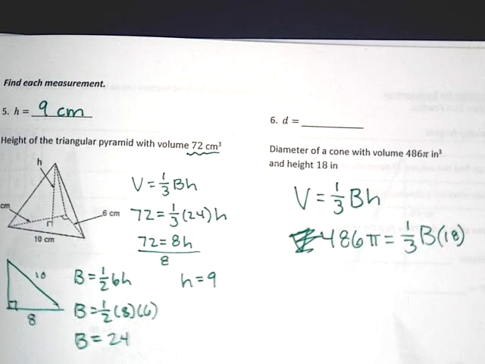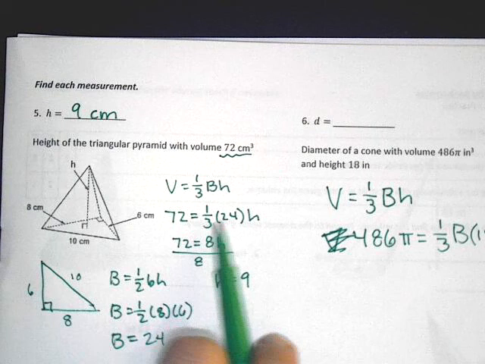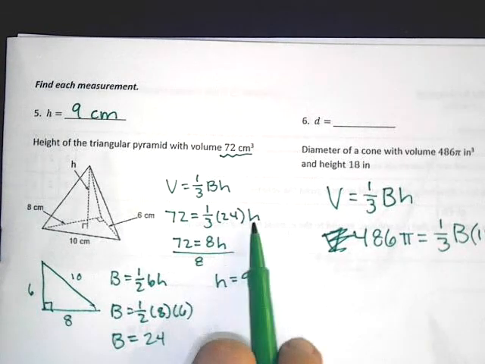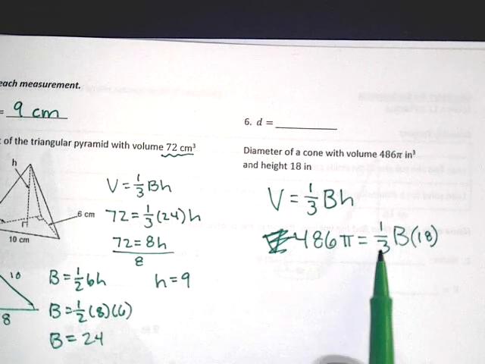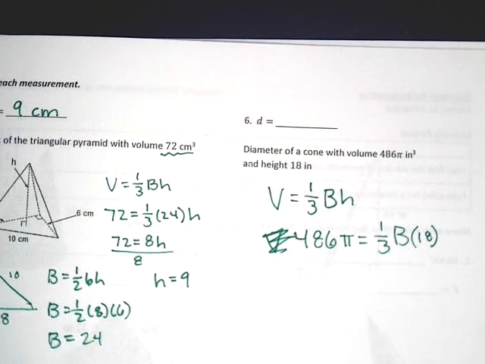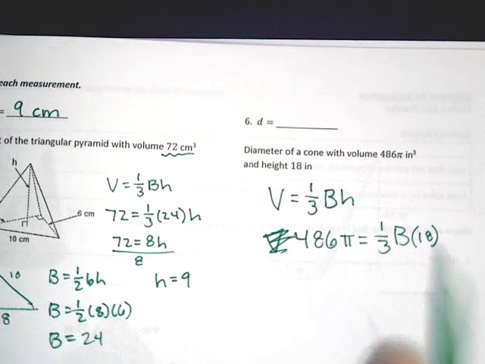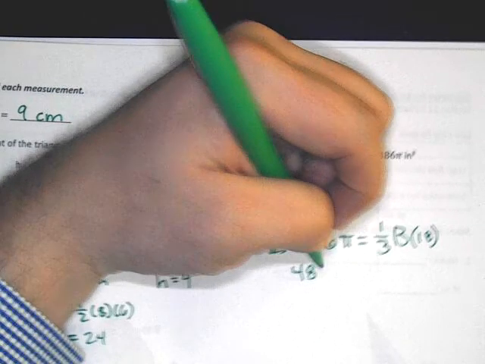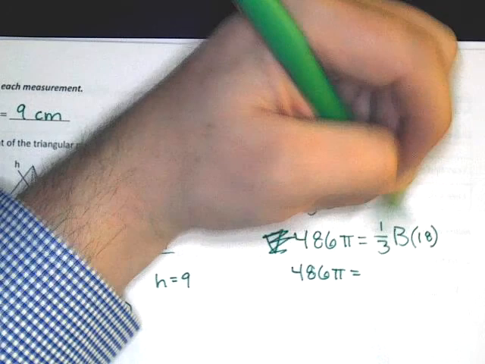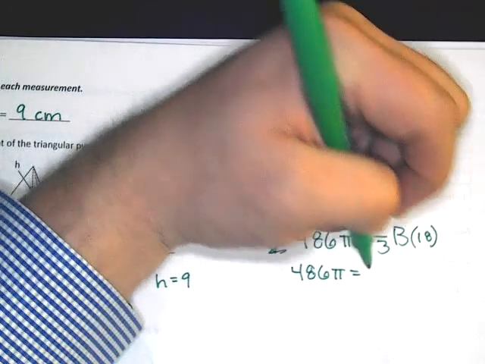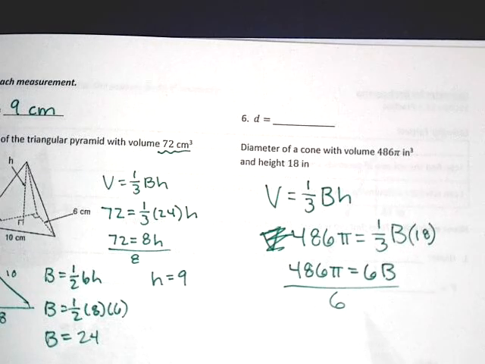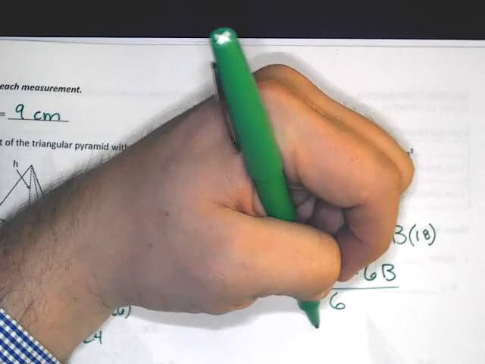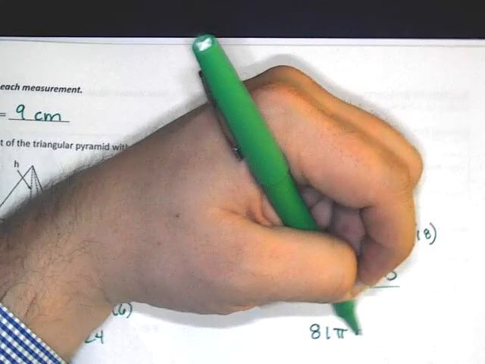Very similarly to the problem before, where I could do 1/3 times 24 before multiplying by h, I can do the same thing here, and this caused problems on the test. You guys have to remember that we can multiply in any order. So I'm going to multiply 1/3 by 18. 1/3 times 18 is the same as 18 divided by 3, or 6. So, when I divide both sides by 6, I end up getting 81 pi is equal to the area of the base.